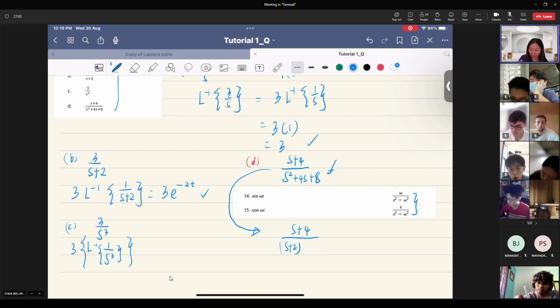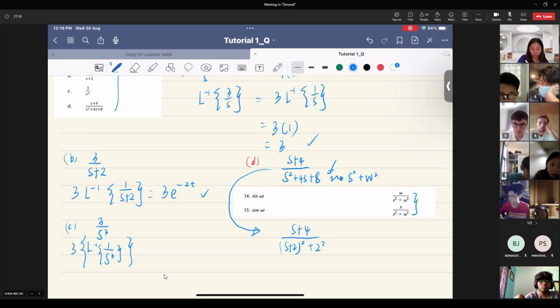I do not remember the technique of this one. So it's s plus 2 squared. So this one is maths. How you simplify them so that you'll be having s squared plus omega squared. You want to change this one to s squared plus omega squared.